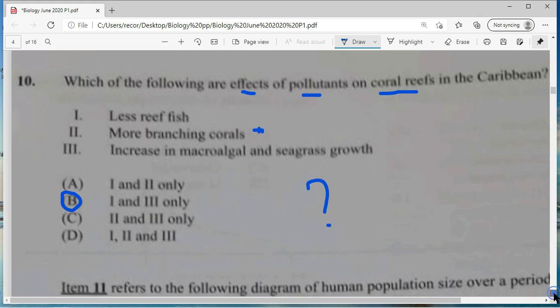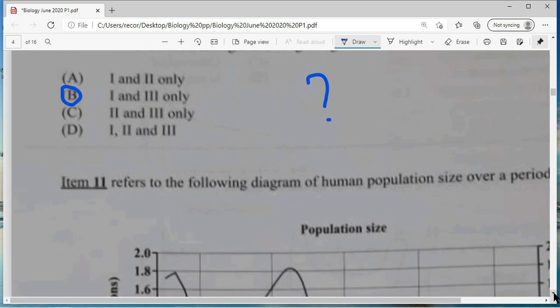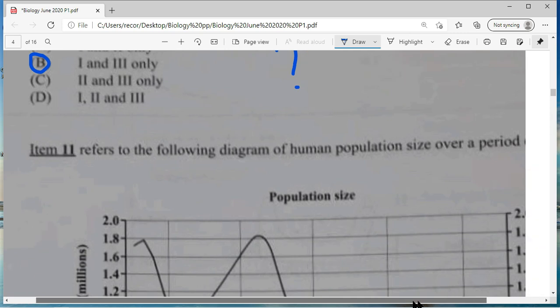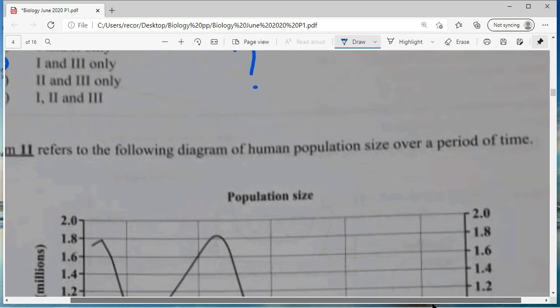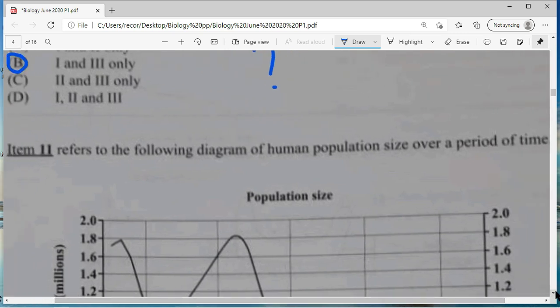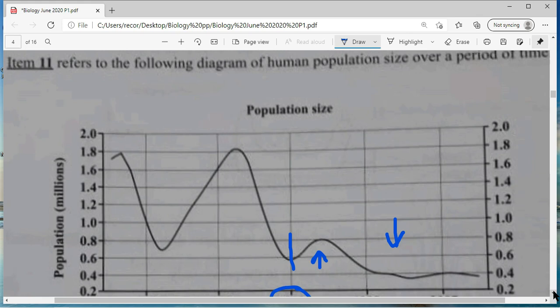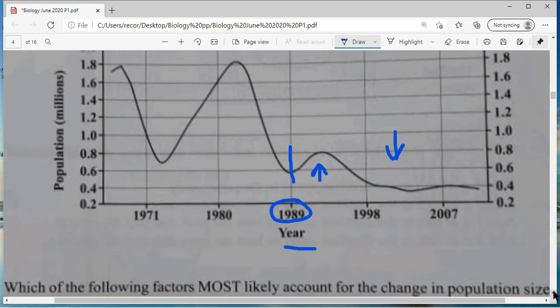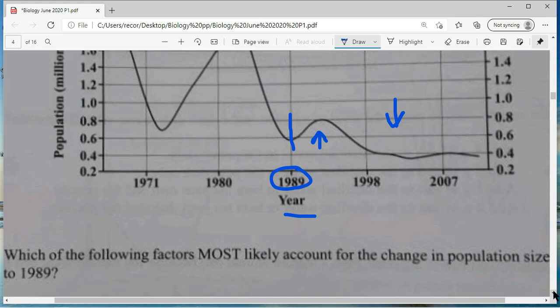But we know as we continue to introduce pollutant to this area, it is going to cause, of course, more nutrient. Now, item 11 refers to the following diagram of human population size over a period of time. Let's look at this. I did some work with this. Which of the following factors most likely accounts for the change in population size?